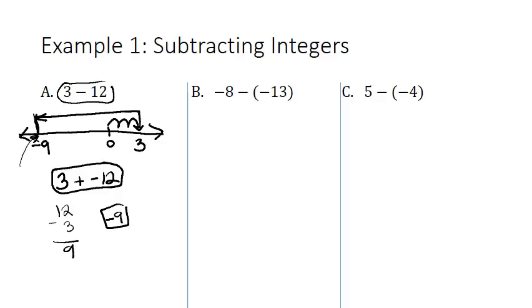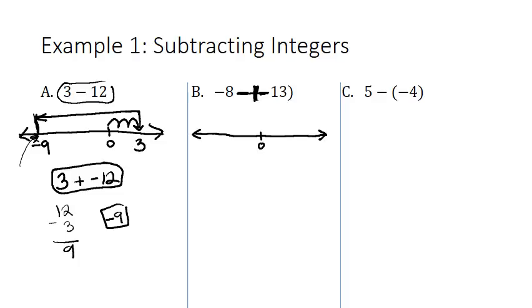Now, looking at this second problem, we have negative 8 minus negative 13. Subtracting a negative number is the same as adding a positive number, so let's turn this into a giant plus sign. Now we have negative 8 plus 13. If we want to come over here, we can draw in our number line, and say, here we go at 0.